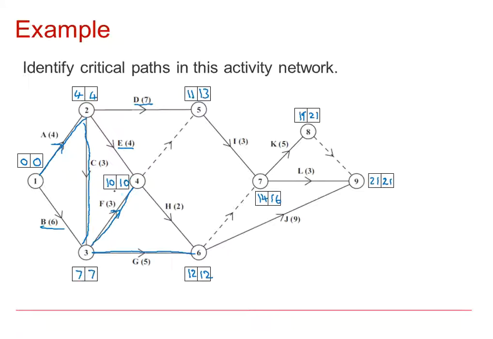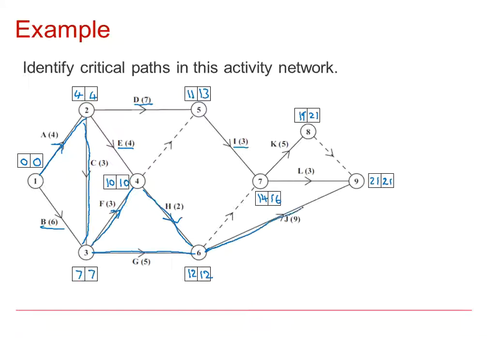H starts at 10, finishes at 12, lasts for 2. So 12 take away 10, take away 2 is 0. H is critical. If you look at I, it's got flexibility when it starts, it's got flexibility when it ends, it's definitely not critical. J, be careful with J, starts at 12, finishes at 21, lasts for 9, so it is also critical. 21, take away 12, take away 9 is 0.